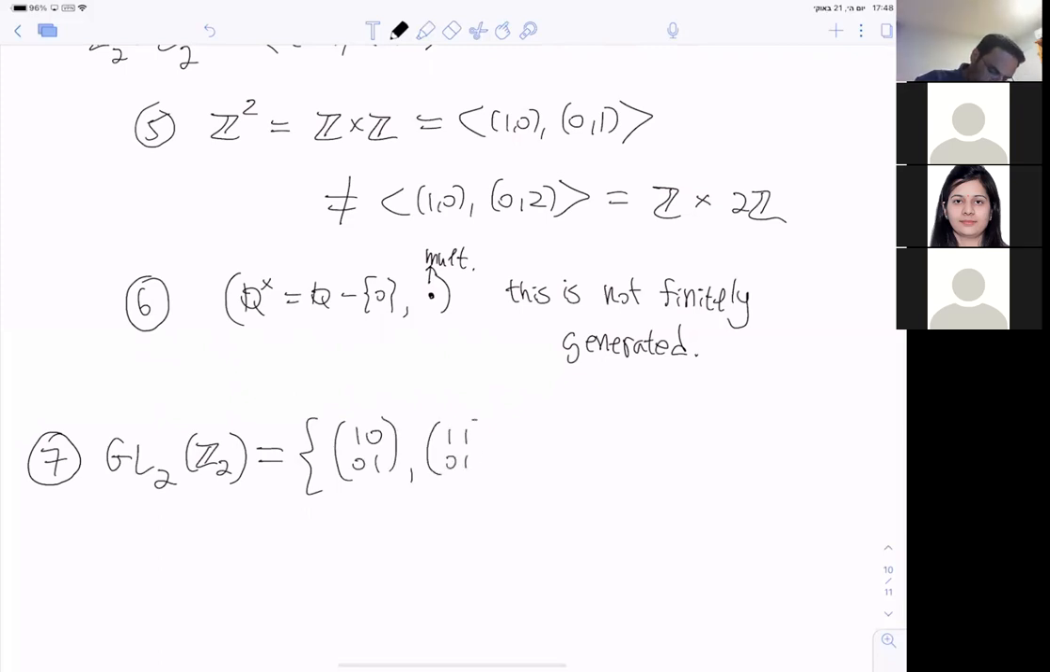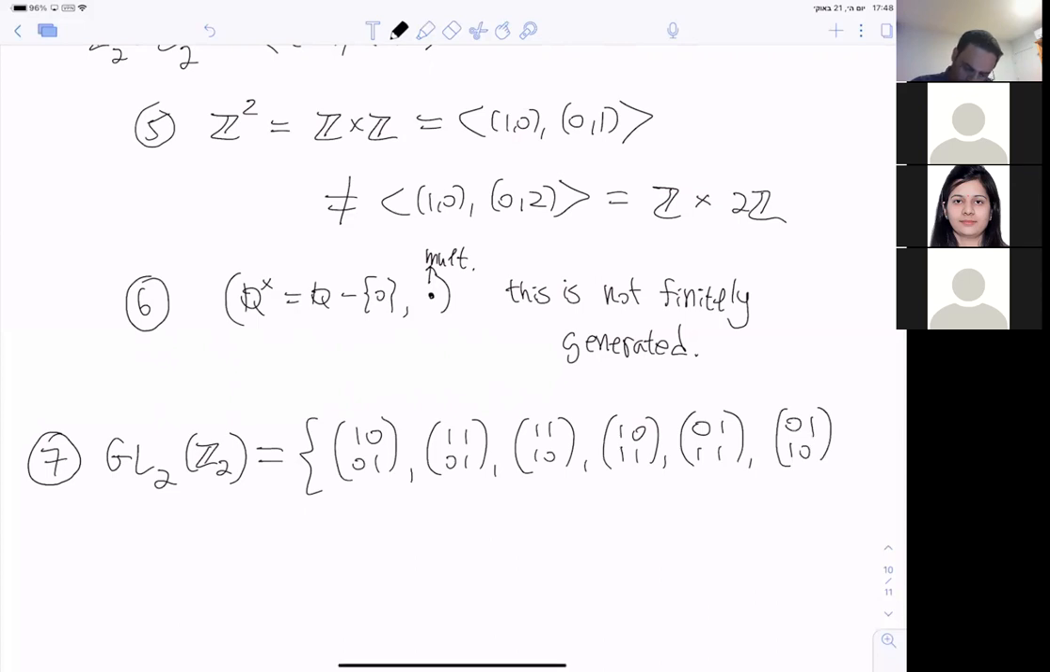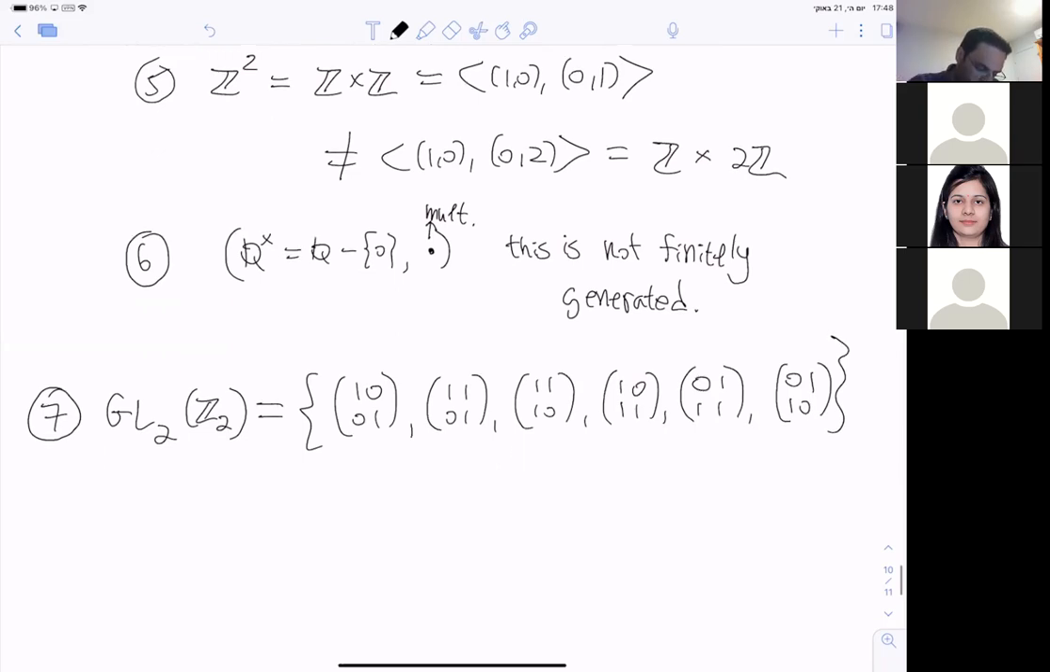Now we have this element, and this element, and this one, and this one. These are the possibilities. Is it clear?